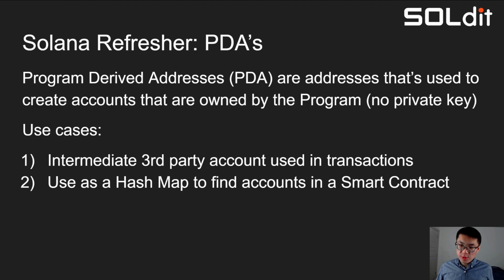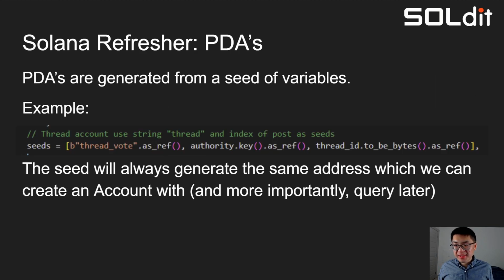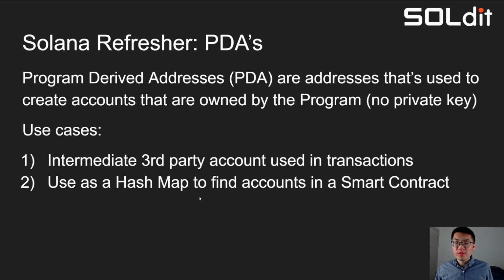Another example of a use case, which is what we're going to be using for this whole entire tutorial, is it's kind of like a hash map, for those familiar, to quickly find accounts in a smart contract. And we're going to look at an example later. So PDAs are generated from a seed. The seed here in this example, in this video, is we have three things. We have a string, the string thread vote. We have the key of the authority, so maybe my public key, and we have a thread ID, which is the ID of the thread that we're creating. And you combine these three together and you get an address. So if you use the same three values, you'll always generate the same address, which is very important later to retrieve data and gives us this hash map property that I referred to earlier.